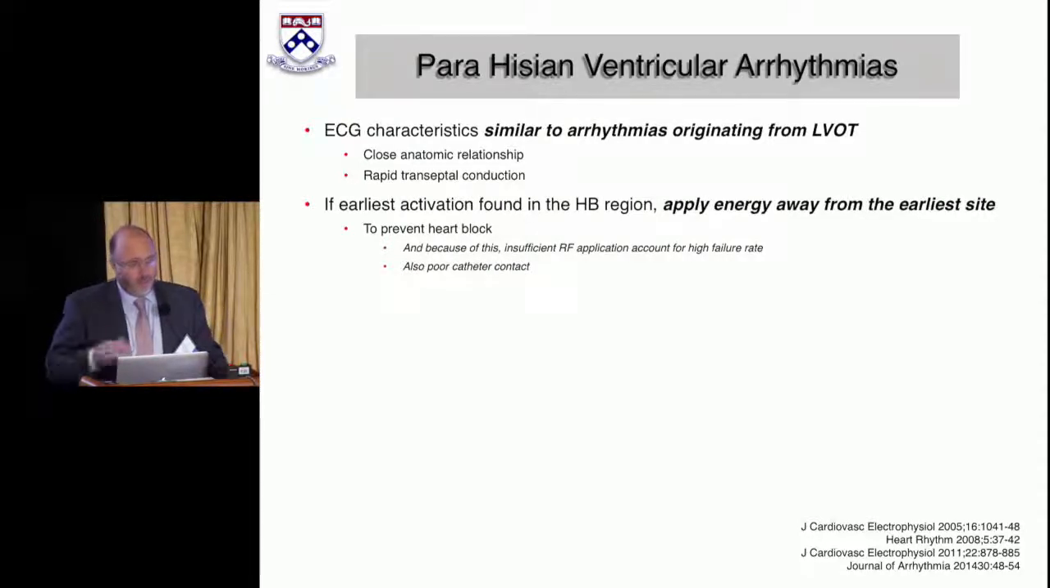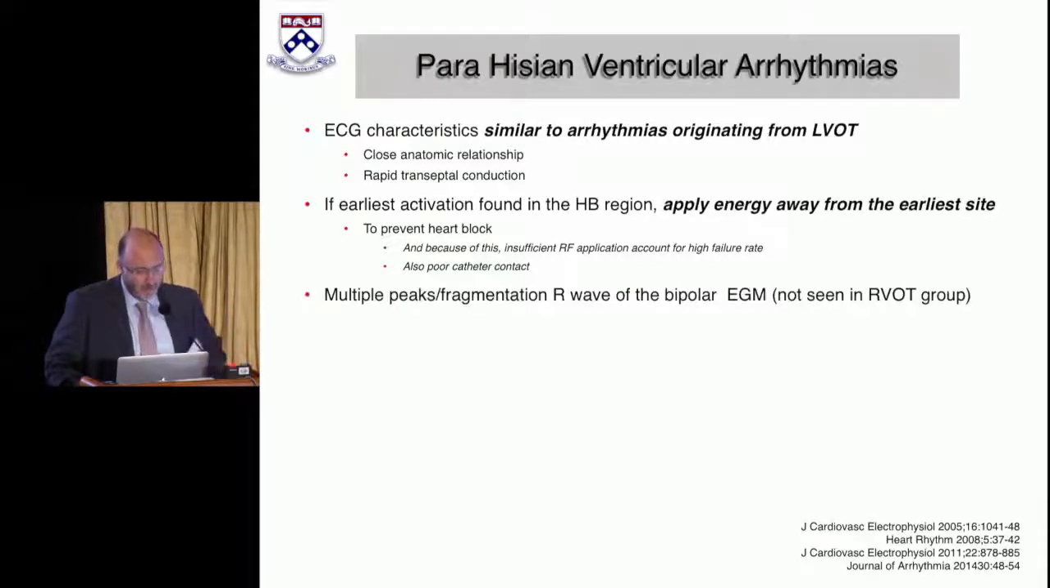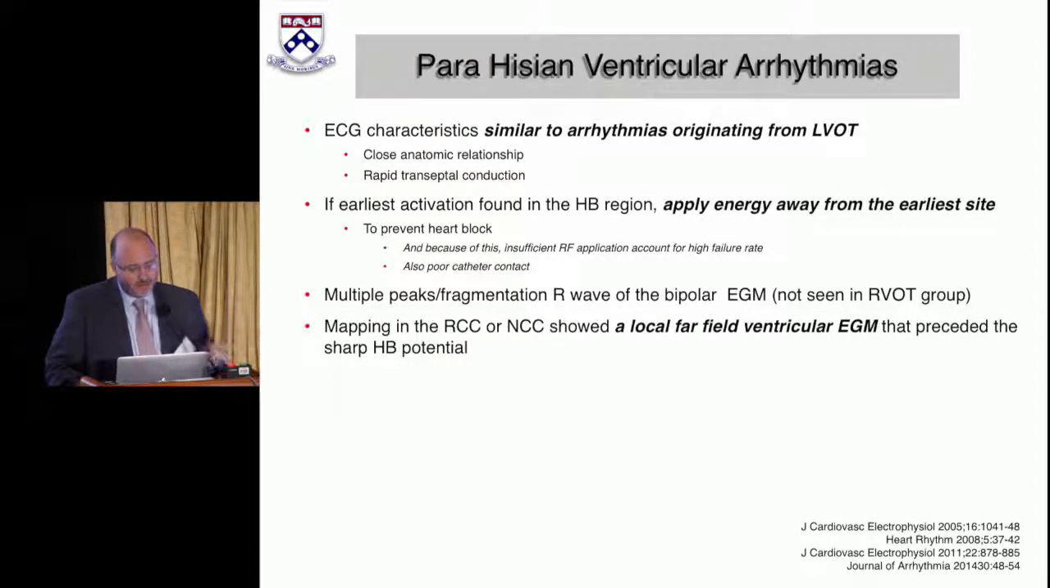And the teaching was, well, find the early spot. If you're right on top of the His, move away a little bit. 5 millimeters up, 5 millimeters down, a little bit forward. And usually you prevent heart block, but you ended with a right bundle branch block, or you were unsuccessful. And the reason is because we were being very careful to apply energy, because as you will see, this could be dangerous. And perhaps it's poor catheter contact. Some people have seen electrograms that are highly fractionated in this area in comparison with RVOT arrhythmias. They're absent. And I think this is important.